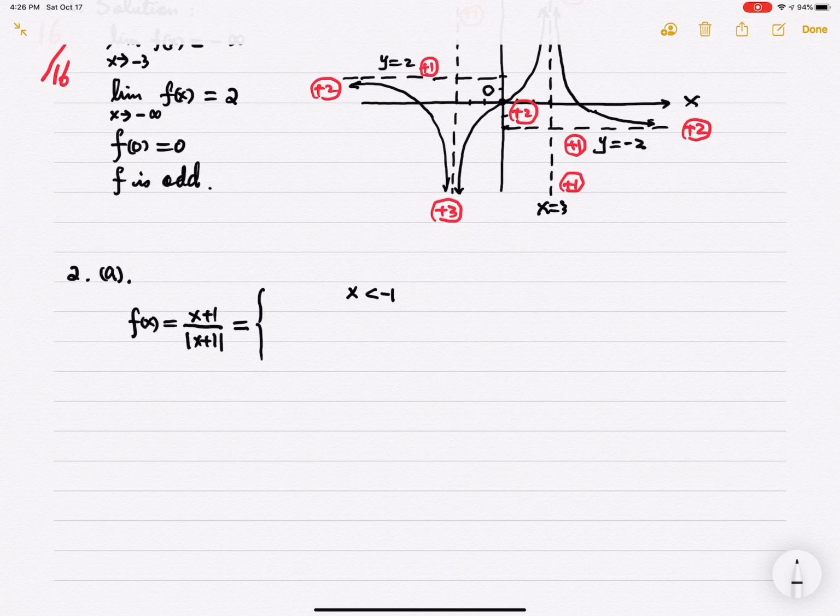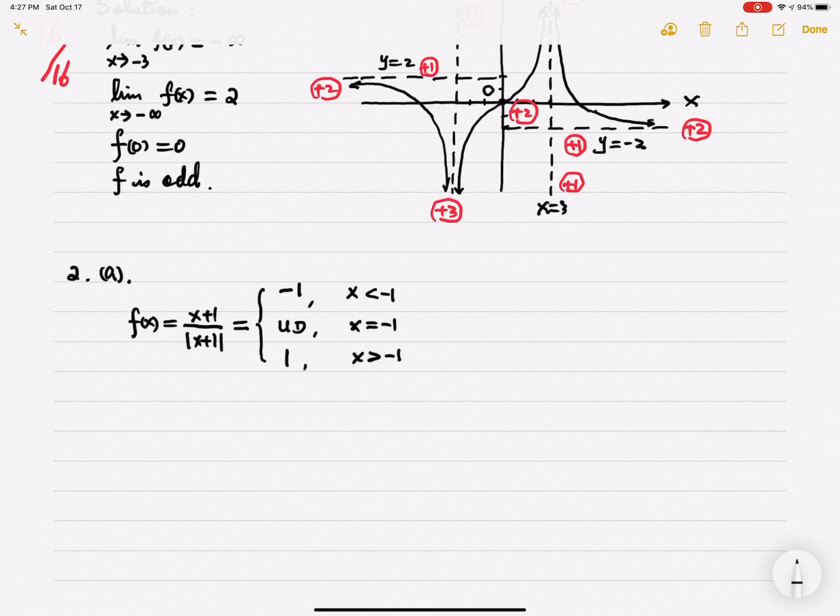Okay, so for x less than -1, (x plus 1) over (negative x plus 1), this is -1. Now when x is greater than -1, x plus 1 is positive, so the absolute value doesn't change. If you get rid of the absolute value, it's still x plus 1. So x plus 1 over x plus 1 is 1. And then we say x equal to -1, the function is undefined. Let me use UD for undefined. Okay, so that's 3 parts.